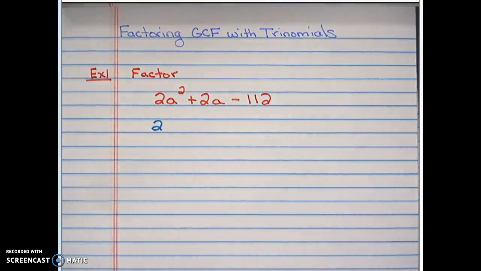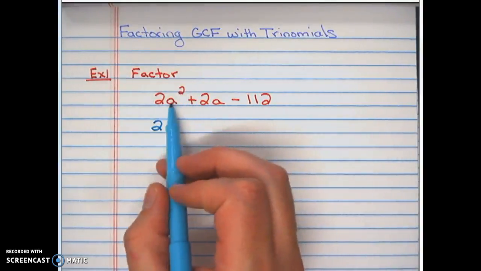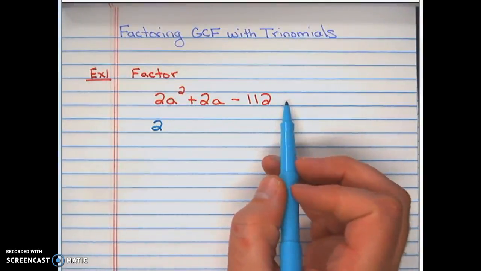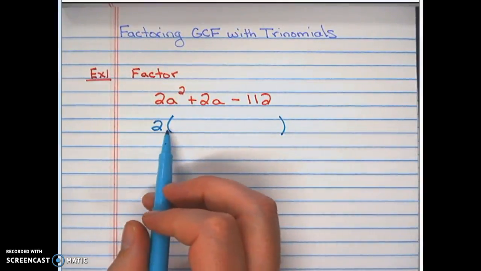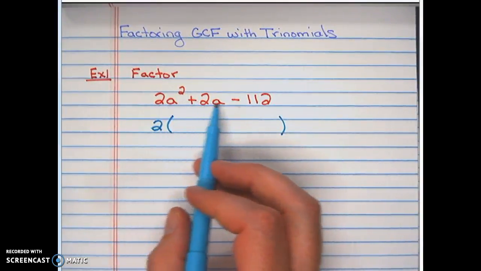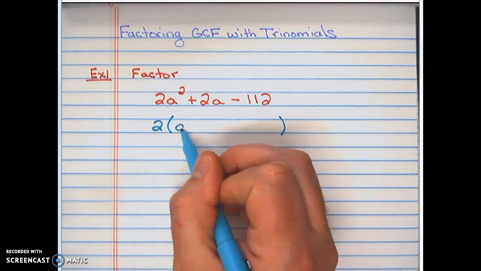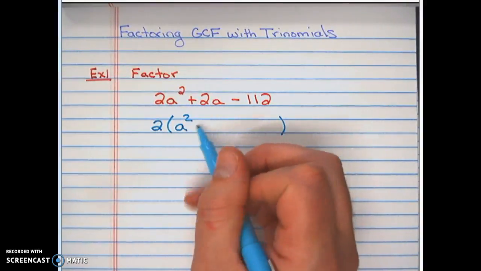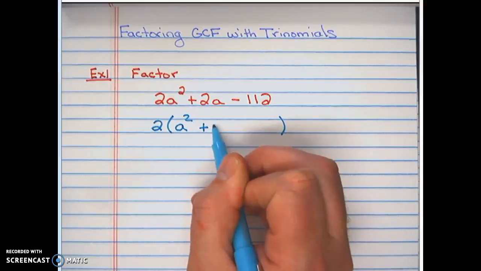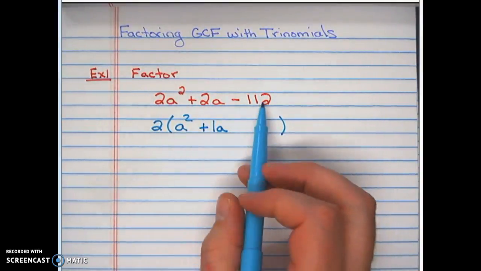So I'm going to take a 2 out front, and then I'm going to say there's no a's that they share, because this has a squared, this has 1a, and there's no a's there. And so 2 is our common factor, and so we're just going to say 2 times what would get me back to all of this. 2 times a squared would get me the 2a squared I needed here. 2 times just a, or 1a, some people like to put the 1a there, would help there. And then 2 times what is 112?